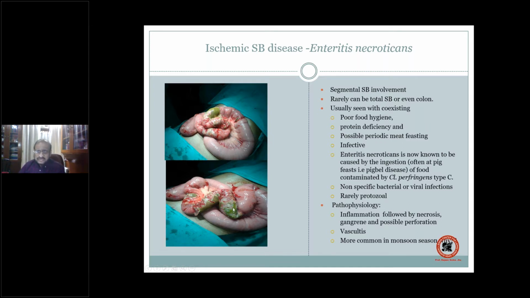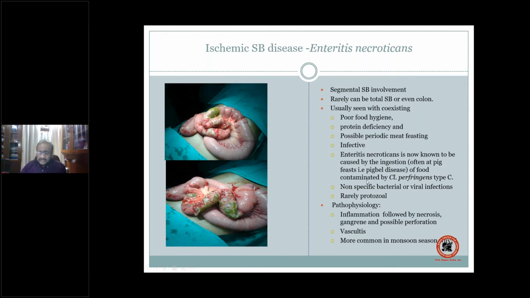What is the usual scenario? Poor food hygiene, protein-deficient individual, possible periodic meat feasting, infective, especially pig. This was first identified in Europe in a pig feast, and that's why the name pig-bel disease. The name comes from the European experience, somewhere in the 1940s, when in one of the feasts they ate a lot of pigs, and they ultimately landed up with this kind of disease, which was at that time known as pig-bel disease.